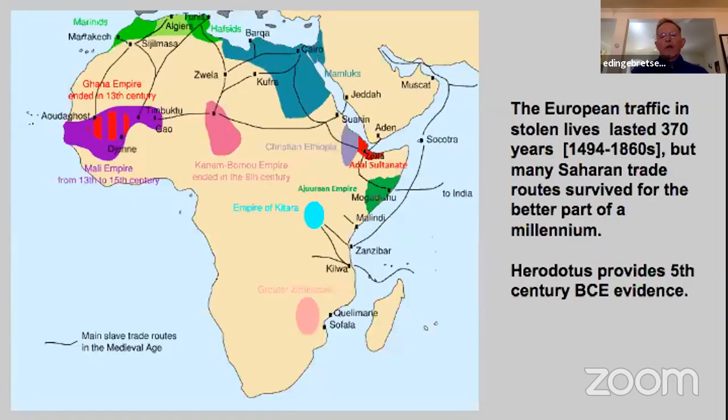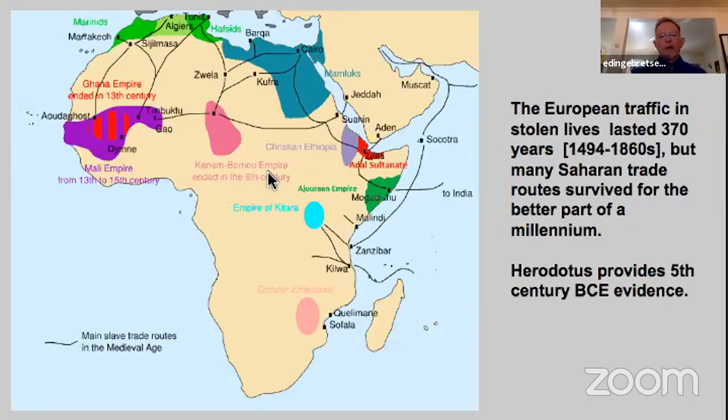Very quickly, the European traffic in stolen lives lasted maybe 400 years, but many sub-Saharan trade routes survived for the better part of a millennium throughout here. And these are the routes in different places: Islam, the Berbers, many different kinds of civilizations and nations, including Africans themselves. And to consider is that it was the endemic nature of enslavement in African countries themselves that was the excuse for what we will later call, quote, the scramble for Africa.